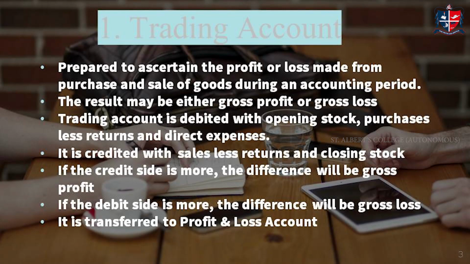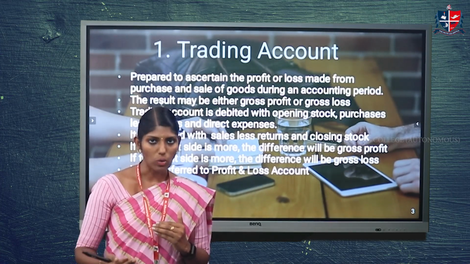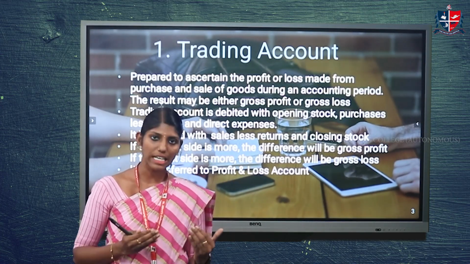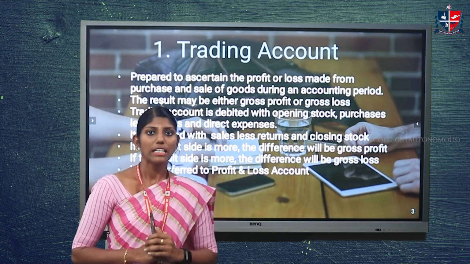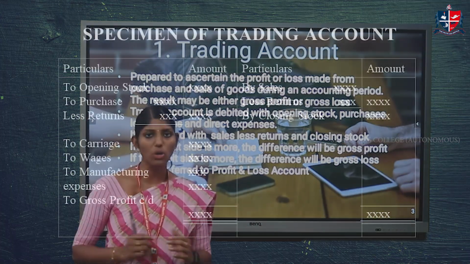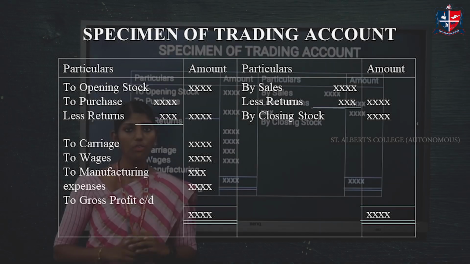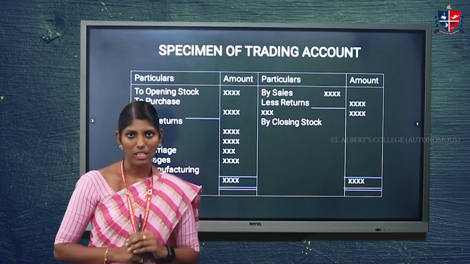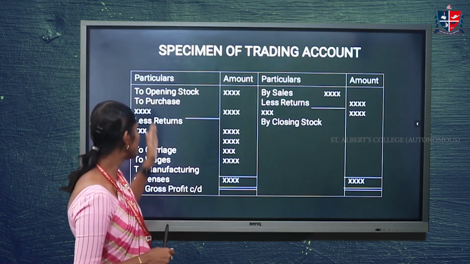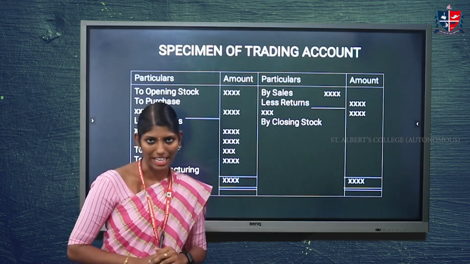Now, we move on to the trading account. A trading account is prepared to know the trading profit or loss made from the purchase and sale of goods during an accounting period. This account is prepared in 4 columns. This is the specimen of a trading account. The result of this trading account may be either gross profit or gross loss. The trading account's debit side is the left hand side and the credit side is the right hand side.